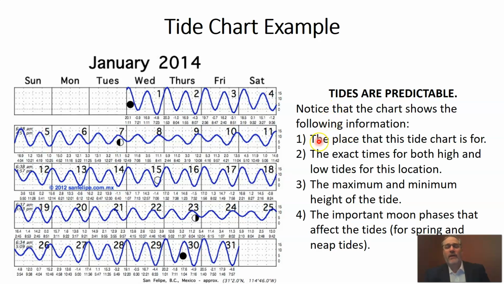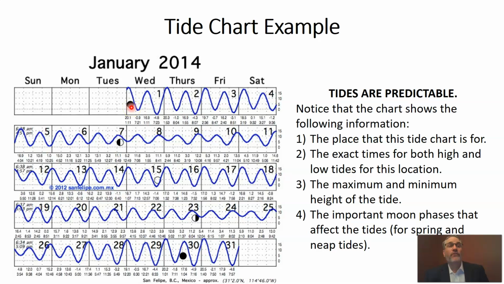So a tidal chart is going to have a lot of information. It's going to tell us where that tidal chart is for. It's going to give us the exact times of these high and low tides, and that's going to be these numbers down here. It's going to give us our maximum tide height, right? So these are all heights in here. We do have this line graph to help us, but we also have these tidal heights along this line. And it's also going to show us these important moon phases.